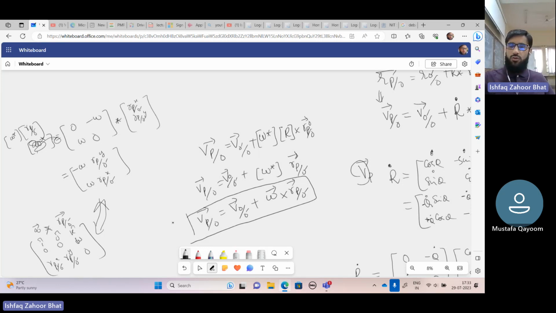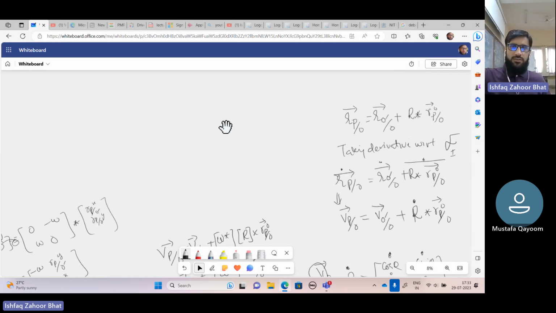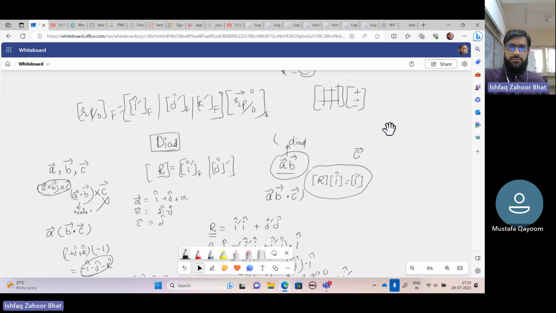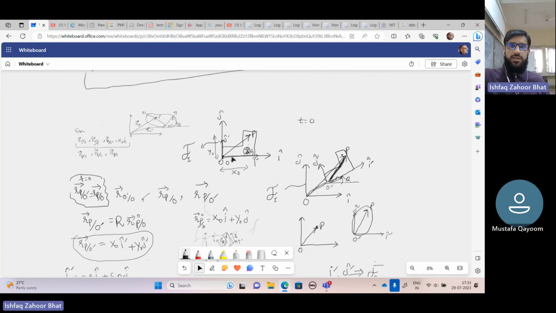So the objective for today's class was, let's quickly remind what was our objective. Given the position of P in this body frame, and given the position of O dash with respect to O, can you find the position of P with respect to O? And can you also find the velocity with respect to O? In the next class, we will be doing acceleration. Once we are done with that, we will solve this double pendulum problem. And that will be the end of, maybe I will do a non-holonomic problem, and then it will be the end of the 2D portion, and then we will shift to 3D.